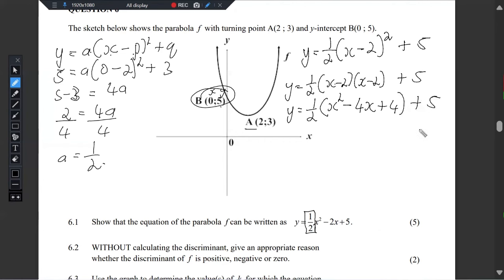I hope my maths is not very quick. Then y equals half multiplied by this is half x squared. Half multiplied by negative 4 is negative 2x. And then half multiplied by 4 is positive 2, then plus 5. And then, oh, where am I getting the 5? Where am I getting the 5? It's actually 3. Sorry for that.